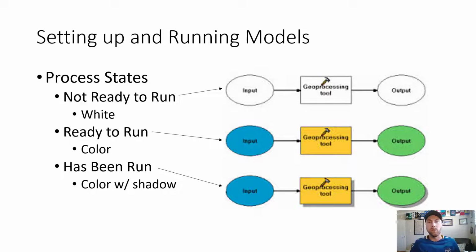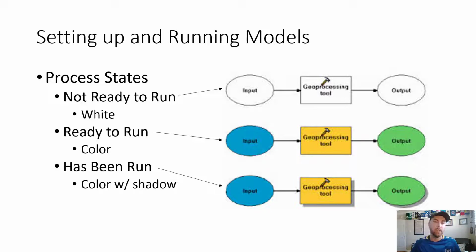So when you are designing your model, you'll notice that the color of the input data, rather, the geoprocessing tool, and the output are going to be white, or they're going to be gray. They won't have any color. So what that white tells you is that the model is not in a state that's ready to run yet. Once the input data have been selected, the geoprocessing tool's parameters have been set, and the output location has been chosen, then you will see that the colors fill in.